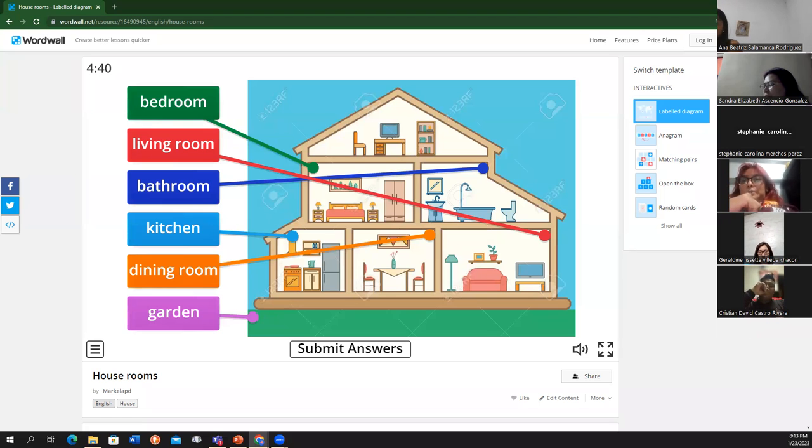Ah, okay. Ay, pero no me puedo los nombres. Sandra. Does your house have a dining room? Yes, I have. Yes, it does. Yes, it does. Okay. I have a dining room. Okay, good. Sandra?